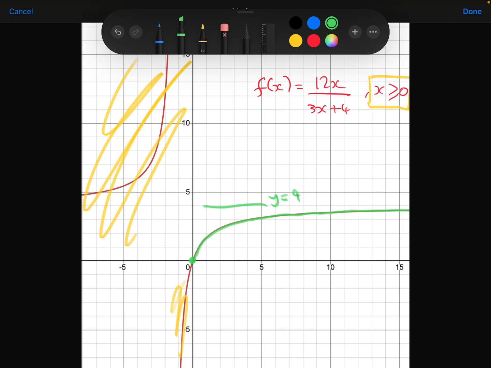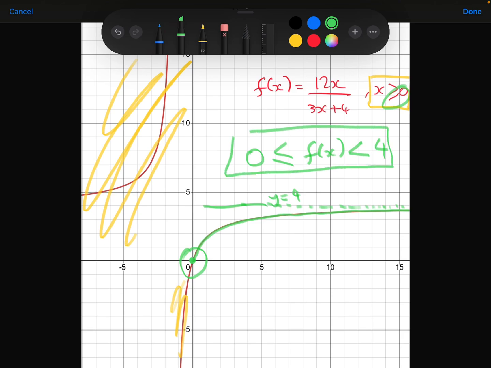So I know that f of x has to be greater than or equal to 0. It can equal 0 here because x can equal 0. And then it gets closer and closer and closer to 4, but never actually touches 4. So this is the range of my function.